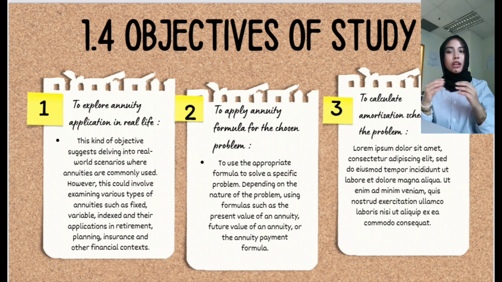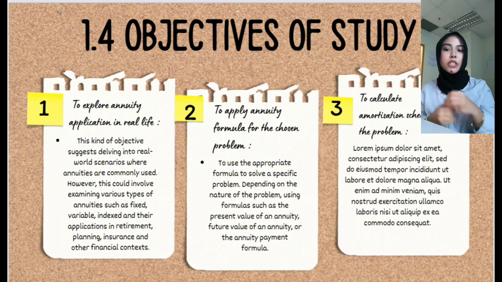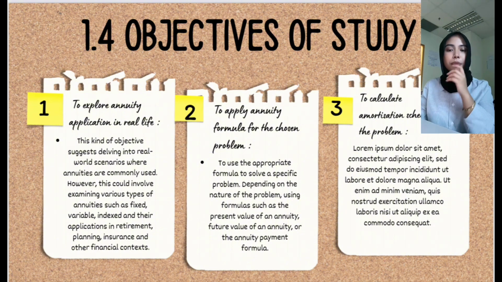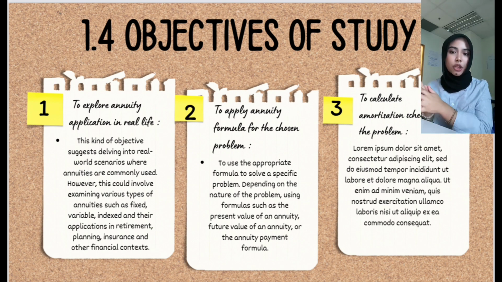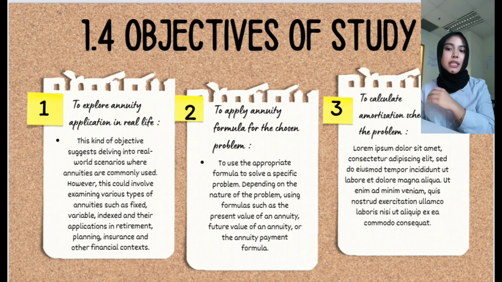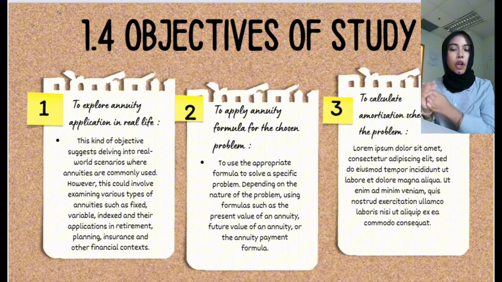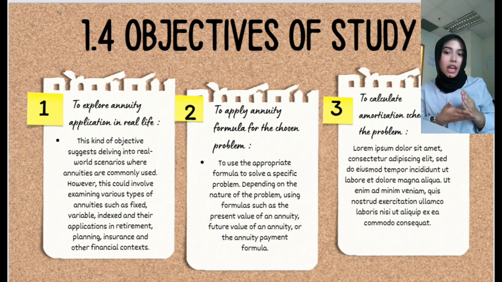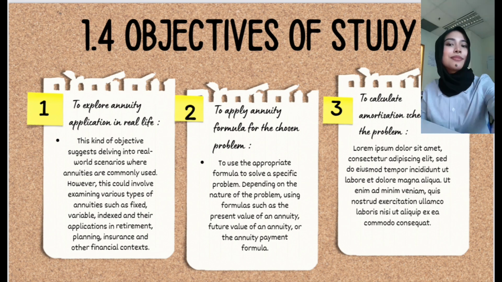And the last one is to calculate the amortization schedule of the problems, for an annuity. This objective involves creating an amortization schedule that outlines the repayment of a loan or mortgage over time. This could involve breaking down periodic payments into principal and interest components, and it will show how each payment contributes to paying off the total amount.